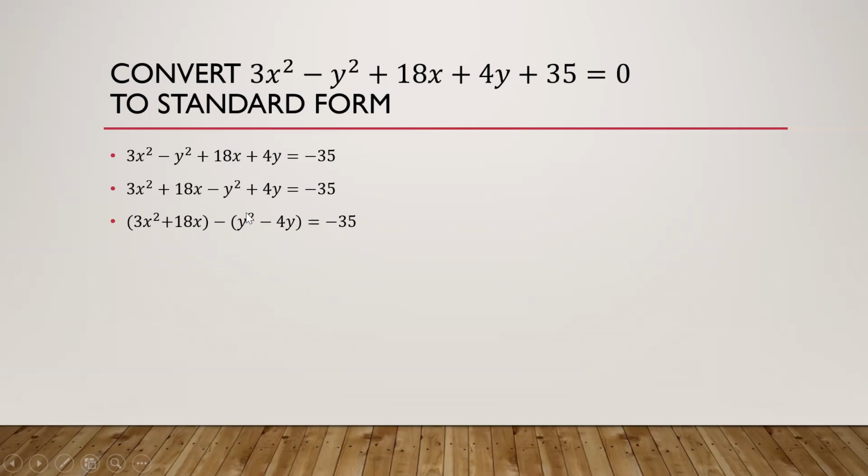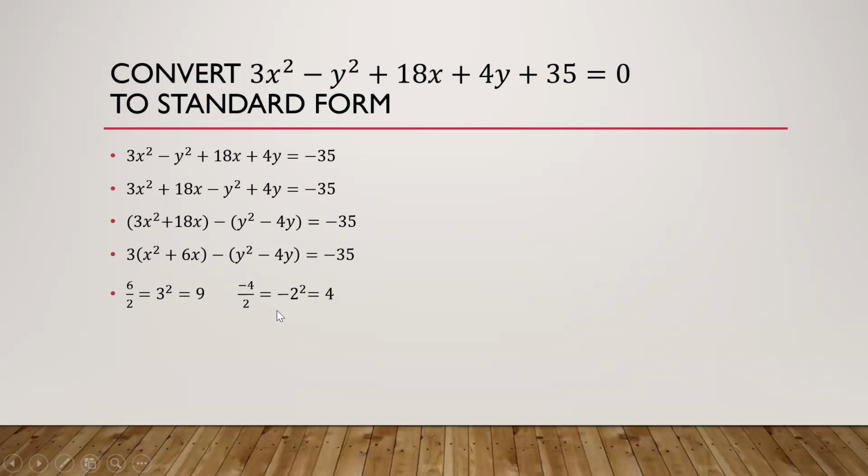After doing that, we then factor out the coefficient beside x. Since that is 3, factor out 3. So 3 divided by 3, that's 1. 18 divided by 3, that's 6. For this one, we don't need to do it anymore because we already factored out the negative sign, which is also negative 1. Once we reach this point, we then complete the square.